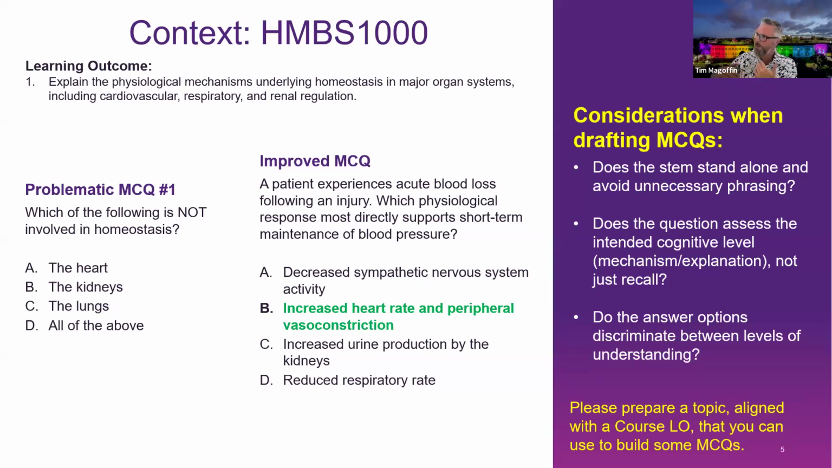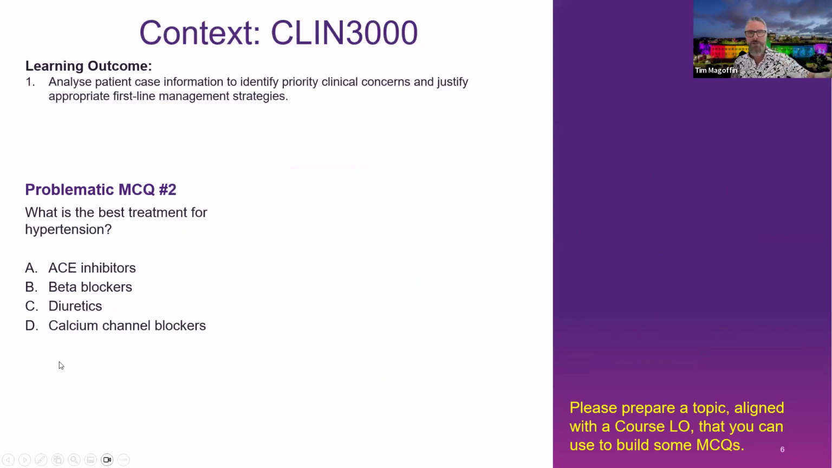As a subject matter expert, I might be able to see a student who chooses the sympathetic nervous system over peripheral vasoconstriction and the cardiovascular system, over the renal system, over the respiratory system. That might tell me something about their knowledge. So the question is certainly a lot better. So let's go to another example here.